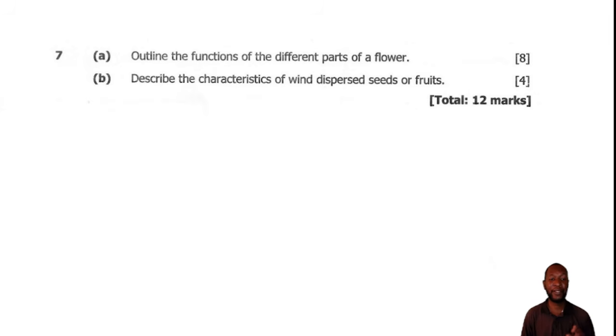Question 7A. Outline the functions of the parts of the flower. 8 marks. B. Describe the characteristics of wind dispersed seeds or fruits. 4 marks. So question 7 had a total of 12 marks. Let's show the answers in complete sentences and paragraphs.